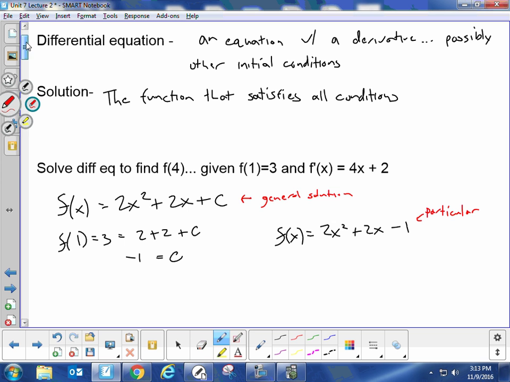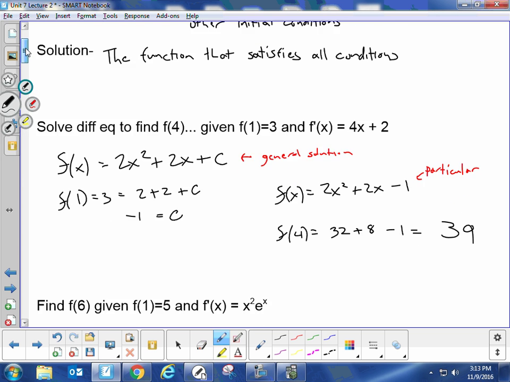I can use that to find f of 4. 4 squared is 16 times 2 is 32. 2 times 4 is 8. Minus 1, I get 39. Okay? Piece of cake, right? We've done this before. All right.